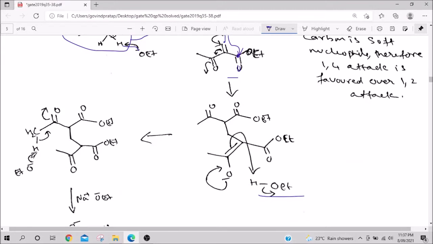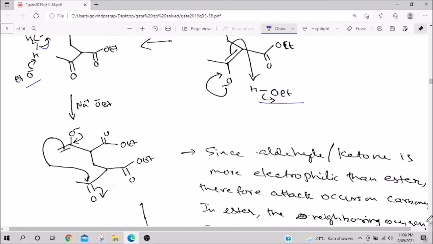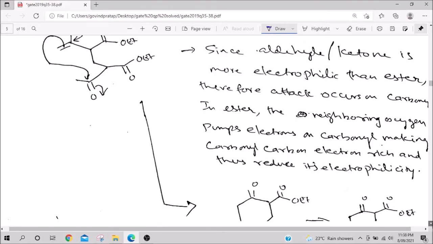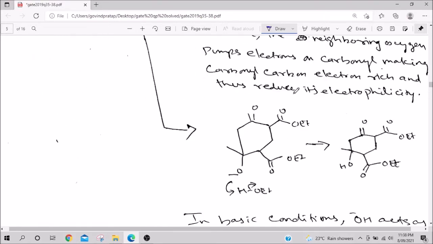Then again the next equivalent of sodium ethoxide comes and attacks here, it comes up and you get a negative charge there, and this one comes down. Again the ring formation is happening and you are getting a kinetically and thermodynamically favored 6 membered ring, and it takes away a proton from here. And again in basic conditions, as we know, OH minus is a good leaving group. So this proton is still acidic. Why is it acidic?